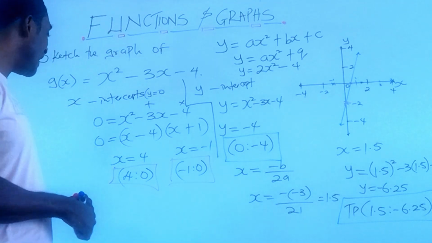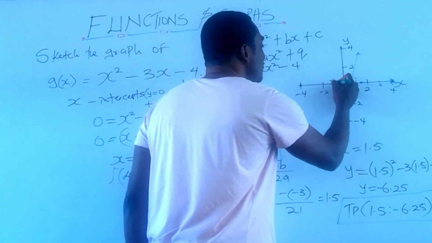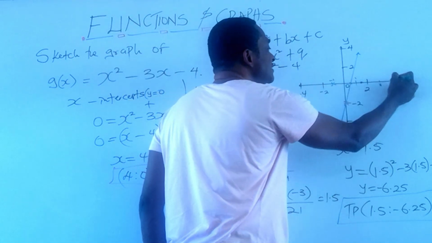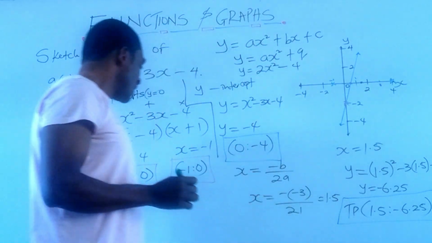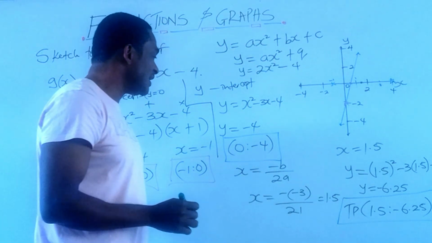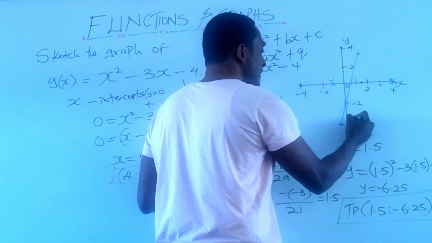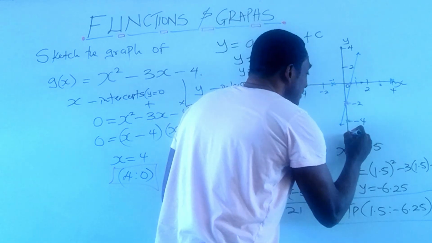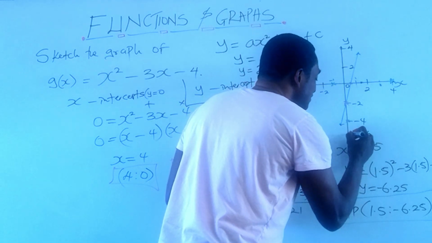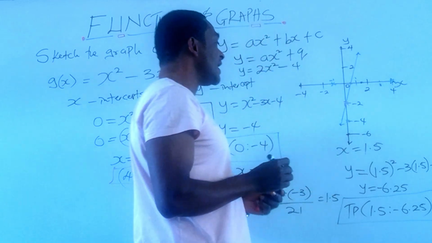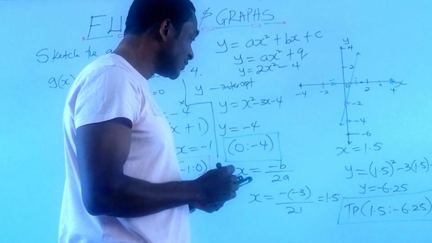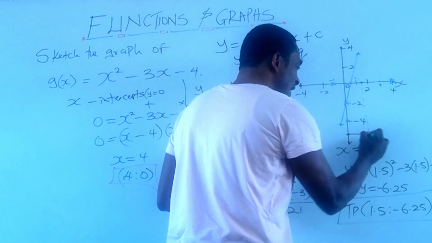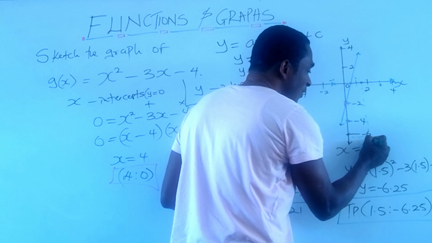Now let's look at this. I have negative 1 as my first point, and I have 4. So plot your x-intercepts. My y-intercept here is 0 and negative 4. Let's extend this, going down to negative 6. And then it means that my turning point will be 1.5 for x and negative 6.25 for y.